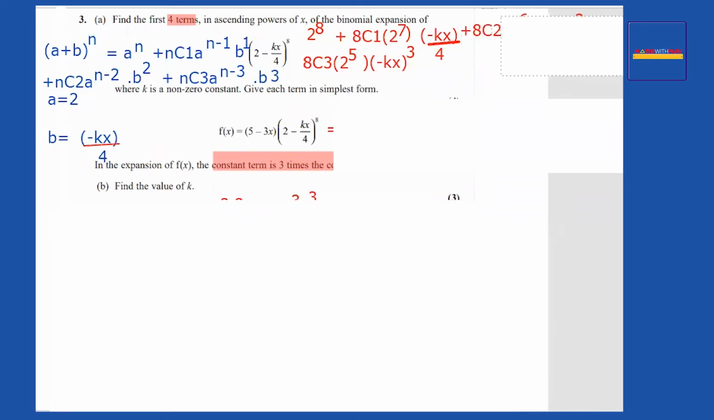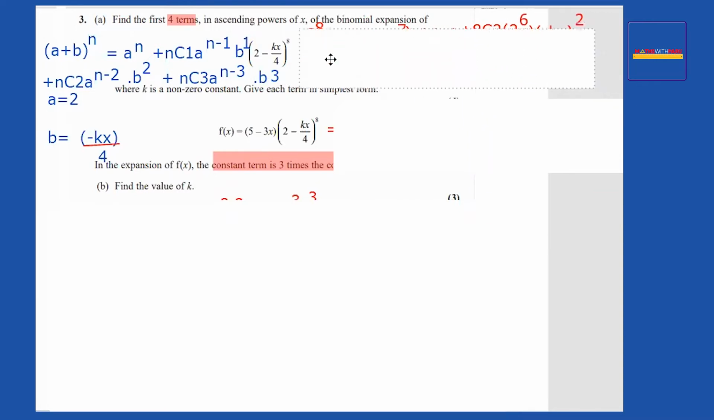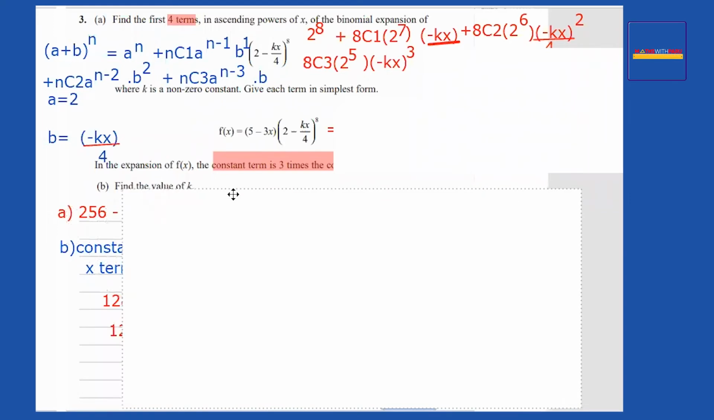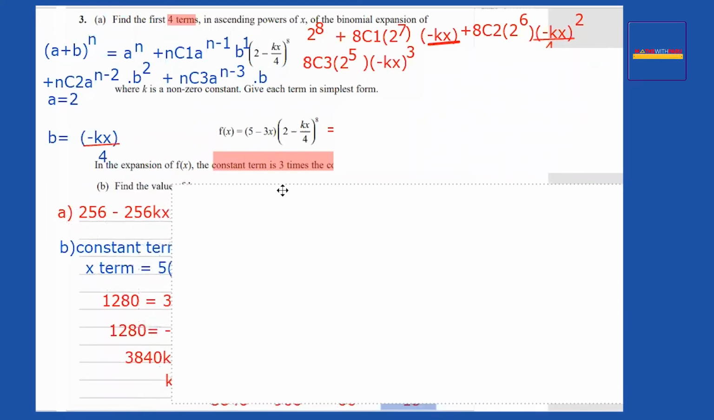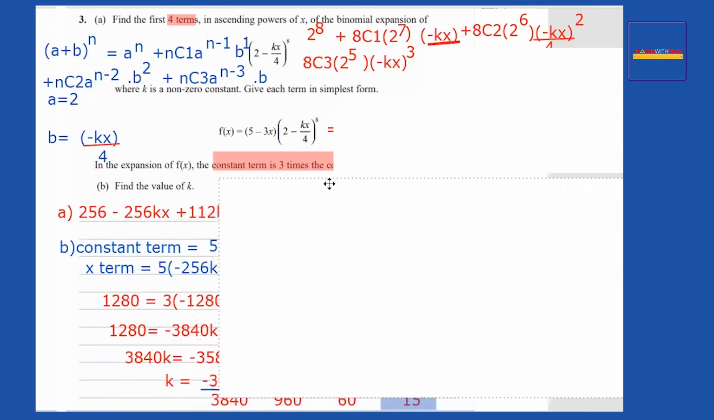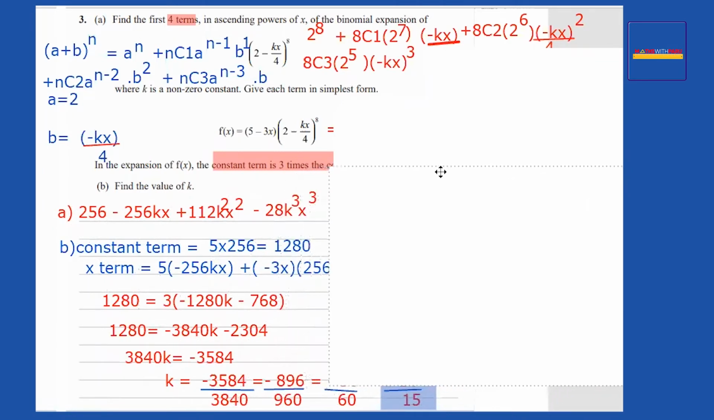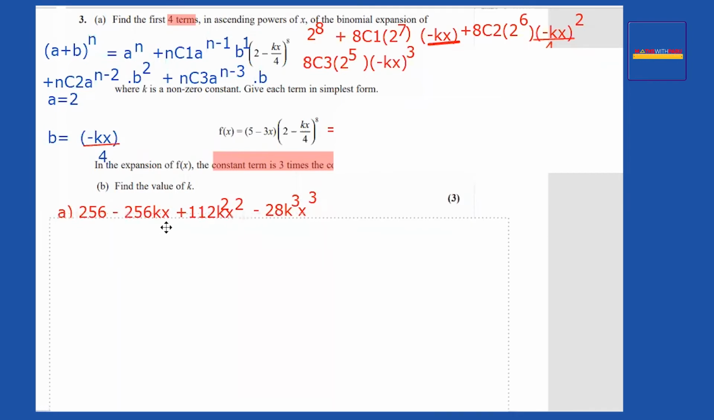Then we have 8C2, 2 to the power 6, and minus kx over 4 squared. And then the fourth term is 8C3, 2 to the power 5, minus kx over 4 cubed. Now, if we evaluate all of that, I'm not going to show the arithmetic, which you can use a calculator to find out, we will end up with 2 to the power 8 is 256. The second term will be minus 256kx. Third term would be plus 112k squared x squared. And the fourth term is minus 28k cubed x cubed. So part A has been answered.